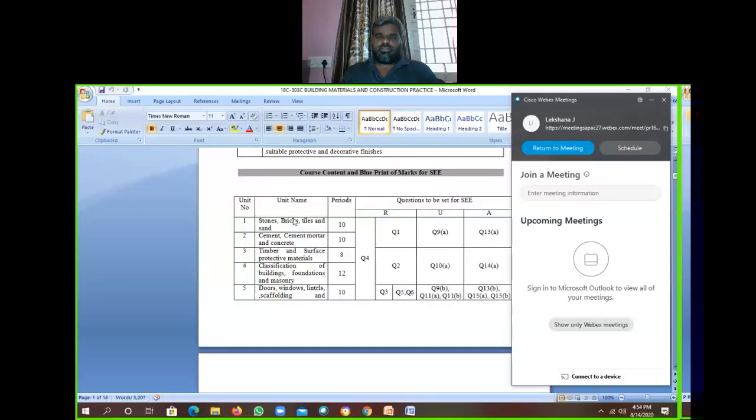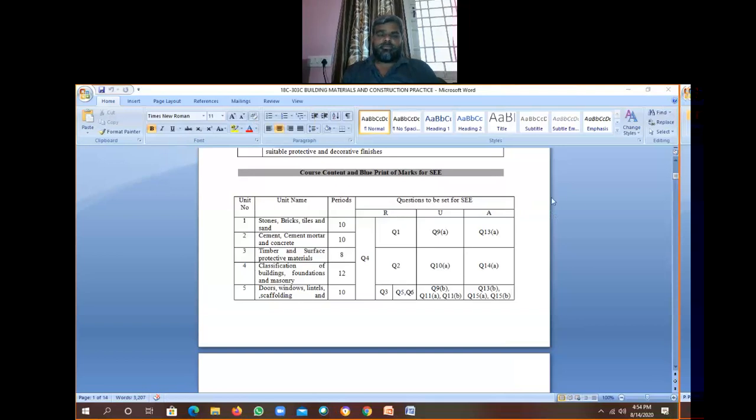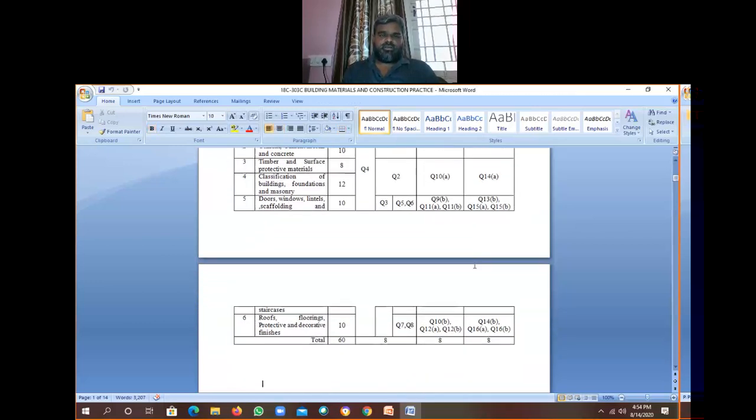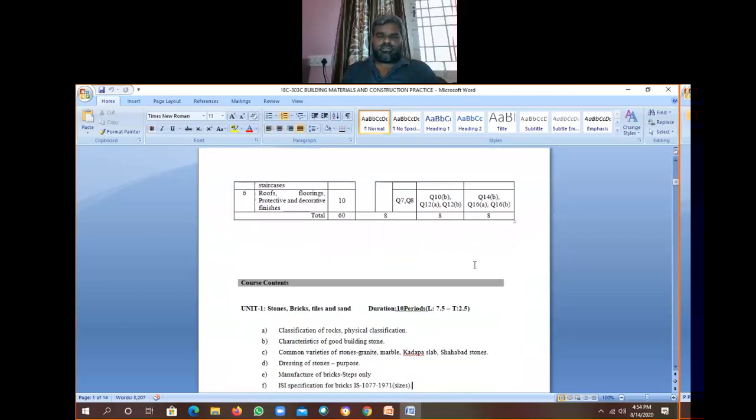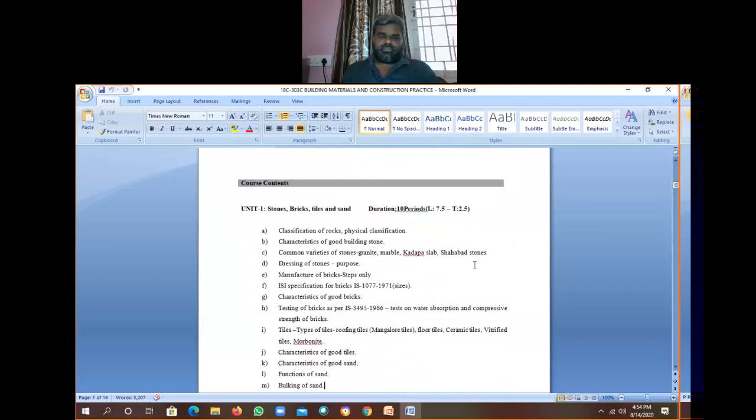Last class, we have seen up to types of doors and windows. So this class we will continue from that. And so we are in the chapter on doors, windows, ventilators, scaffoldings, and staircases. Right.